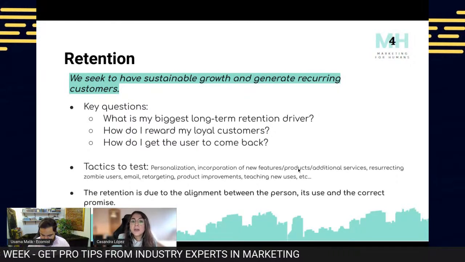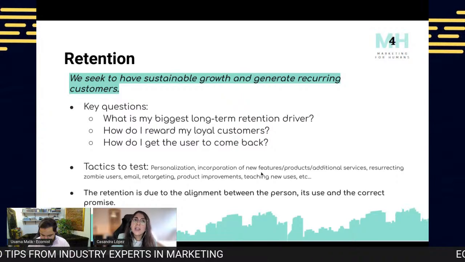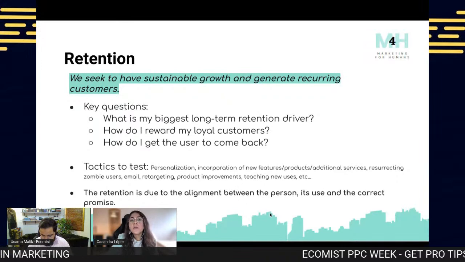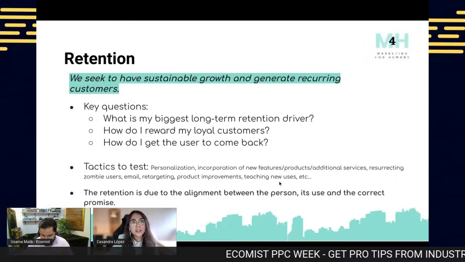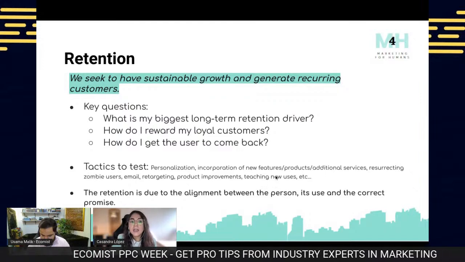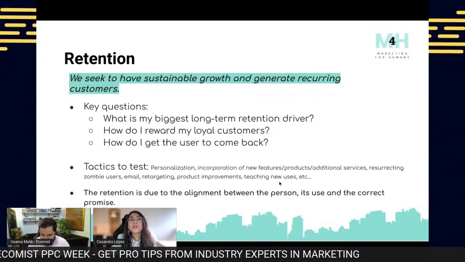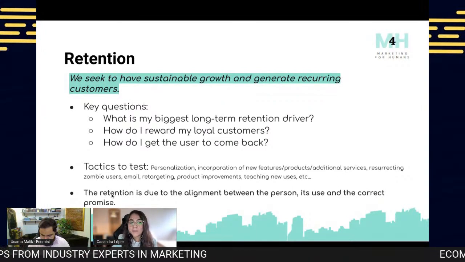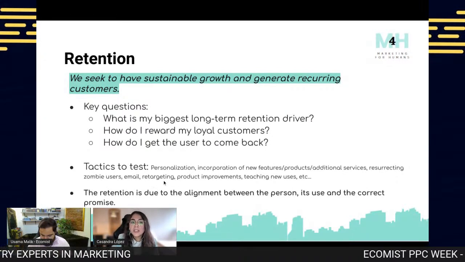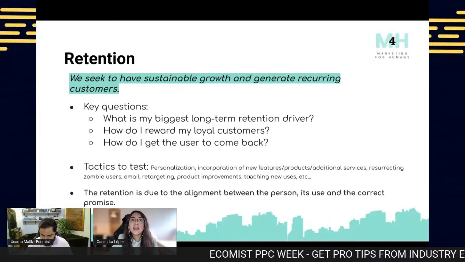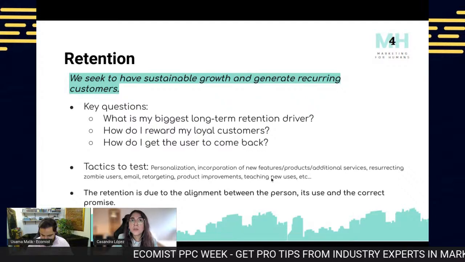We have to think about new features. Okay, Casandra likes running. She already got the red shoes. Why don't we offer her a red shirt or a red waterproof jacket? We can offer her new features, new products that match what she already wants. We can do retargeting campaigns. We can do product improvements. We can teach Casandra new uses of our product.